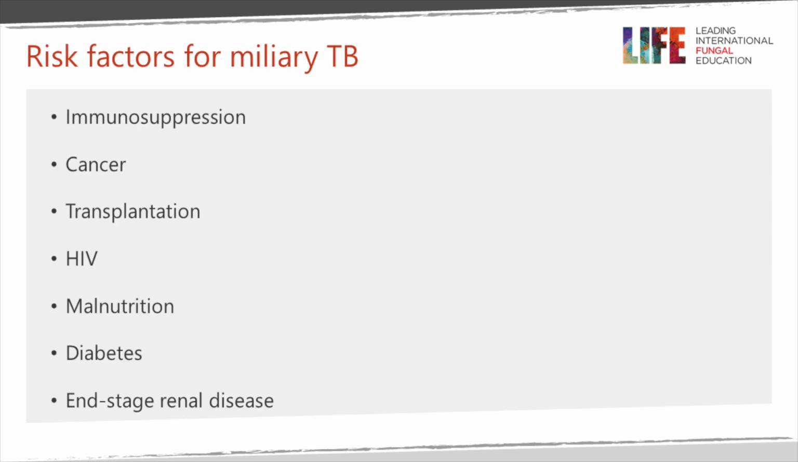Risk factors for miliary TB. We've mentioned HIV as a cause of immunosuppression, but cancer, immunosuppression in order to reduce rejection in transplantation, malnutrition, diabetes, renal disease can all give you enough immunosuppression to let miliary TB get a hold.